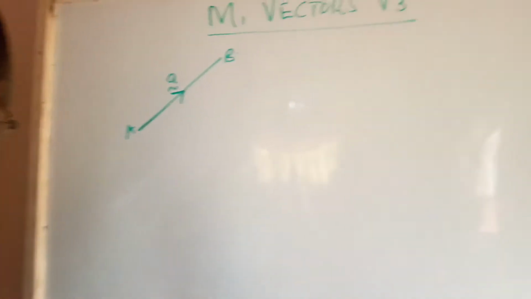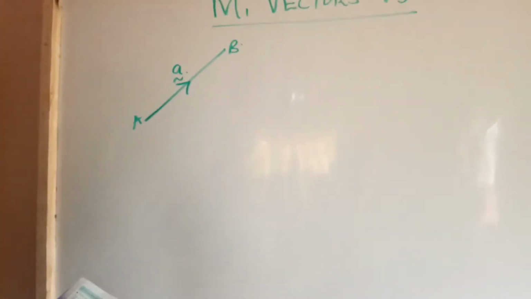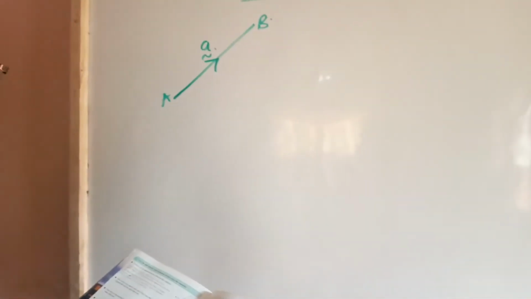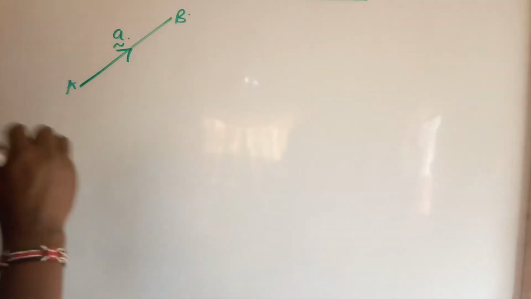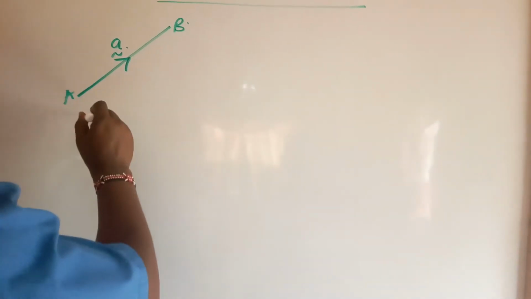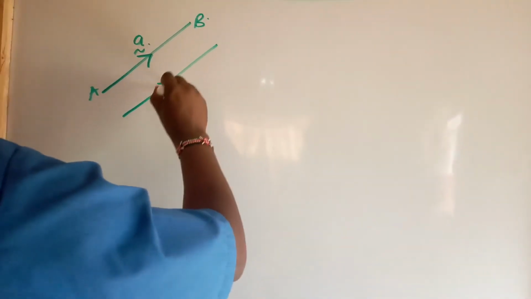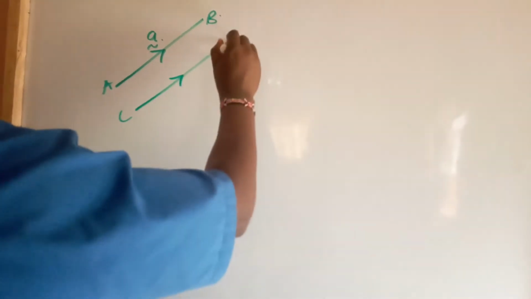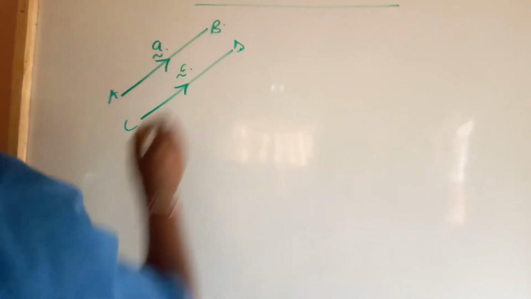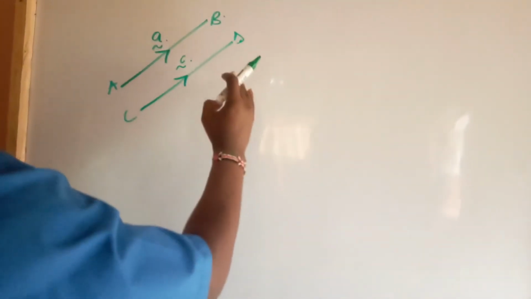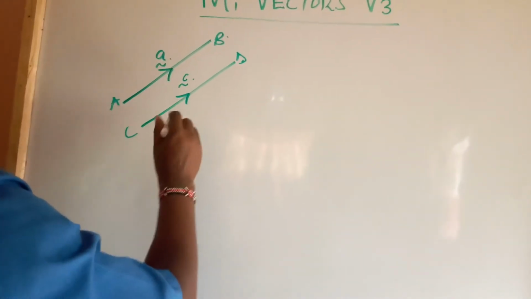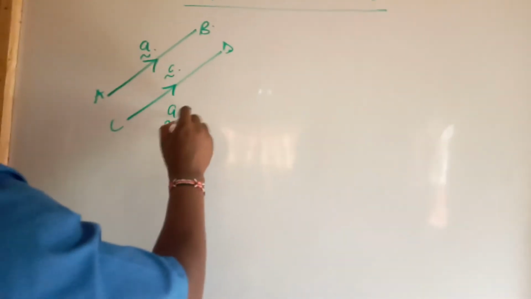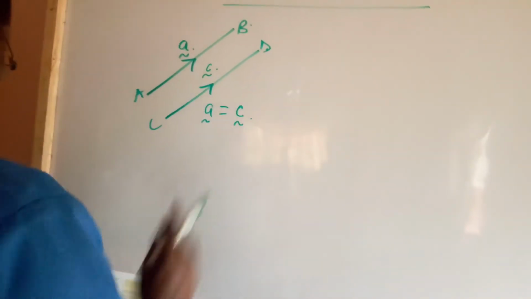Point number 2 to note: two vectors are equal if and only if they have the same magnitude and the same direction. That could be C, D, and this could be vector C. So they have the same magnitude, the lines are of the same size, and they have the same direction. So we can easily say that vector A is equal to vector C.